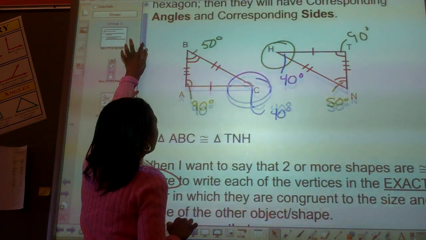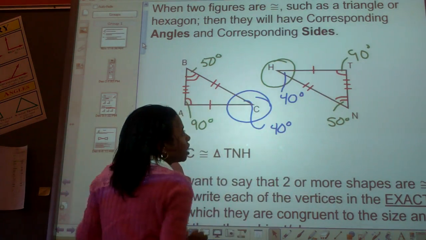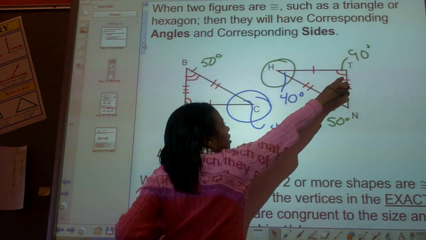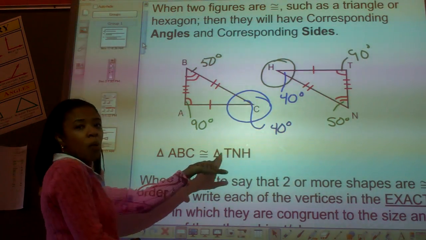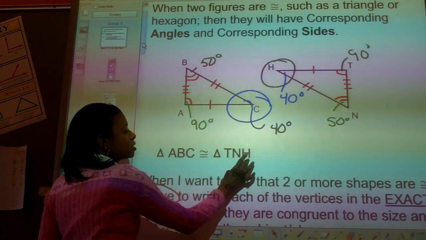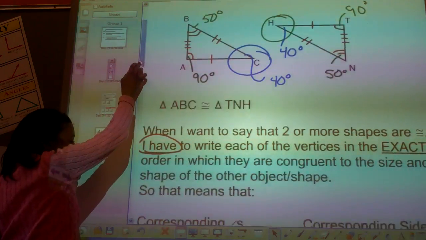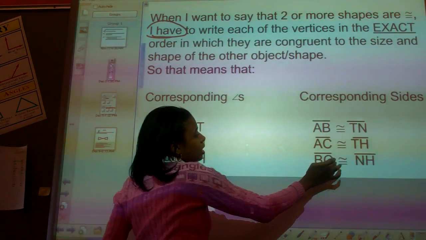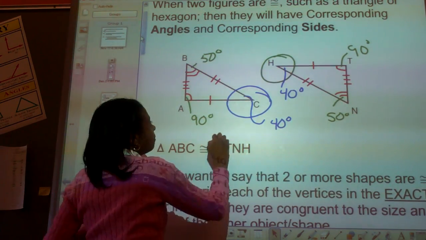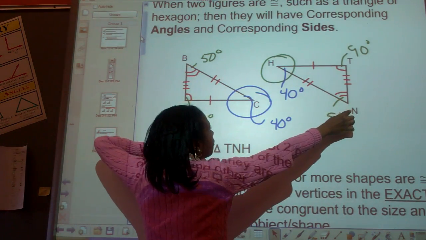Let's look at here. AC corresponds to TH. And again, I do not want to say HT. A corresponds to T, so that means I have to write T first and then H. And I can get that right off of the statement here. Okay, AC corresponds to TH. I can get that without even a drawing, just by looking at the corresponding statement. And finally, BC is congruent to NH. So we have here BC corresponds to NH. And again, B corresponds to N, so I write N first and then H.